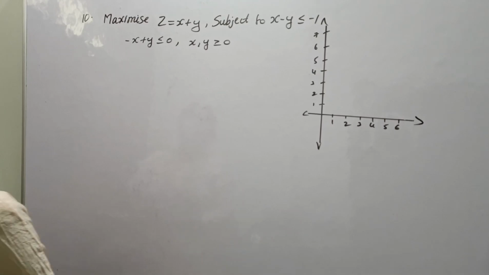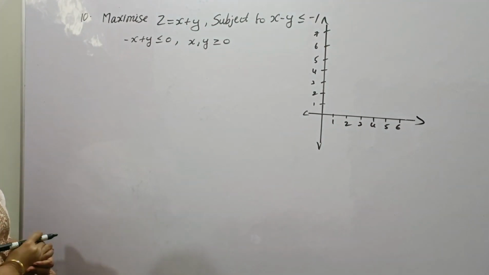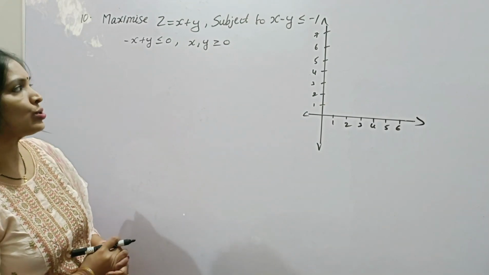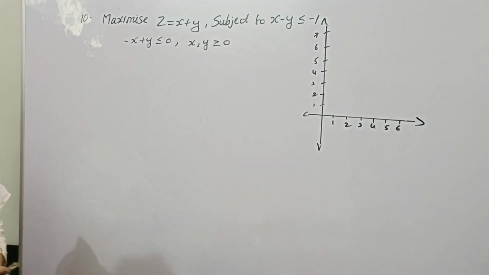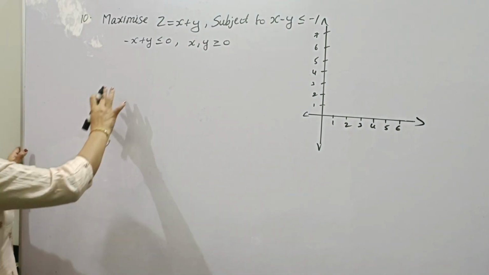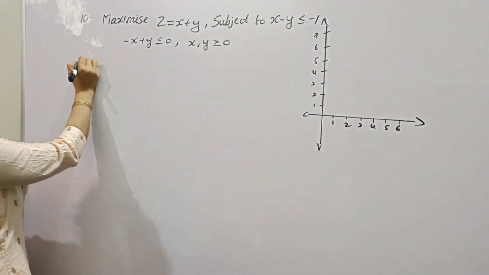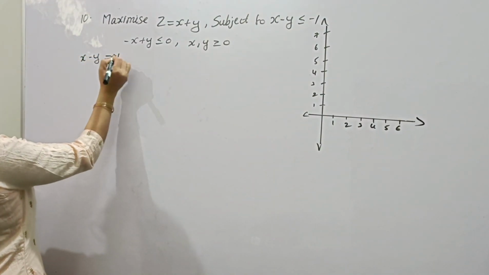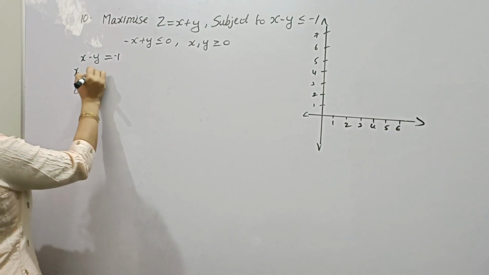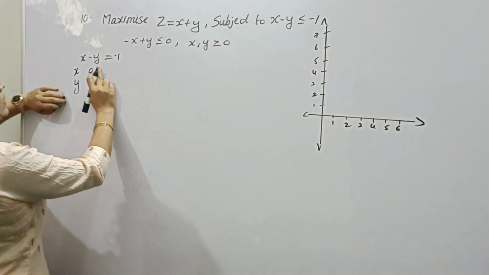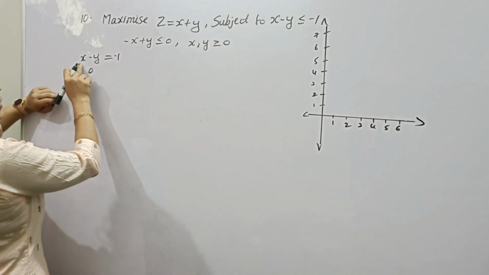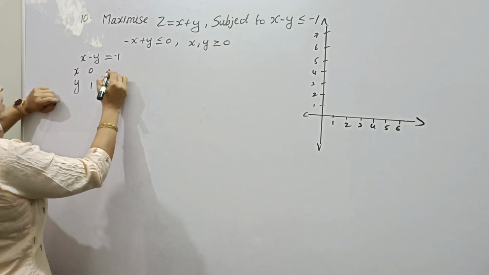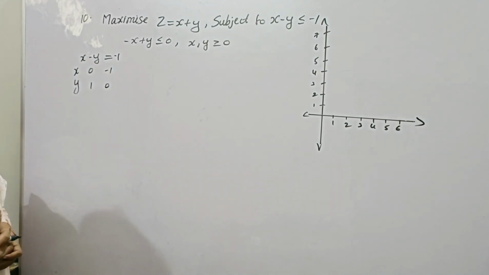Maximize z is equal to x plus y subject to the constraints x minus y less than or equal to minus 1, minus x plus y less than or equal to 0, x, y greater than or equal to 0. So here let's find the values of x and y. Constraints x minus y less than or equal to minus 1. Put x is equal to 0, y is equal to, what is y? When x is equal to 0, y is equal to 1. When y is equal to 0, x is equal to minus 1.